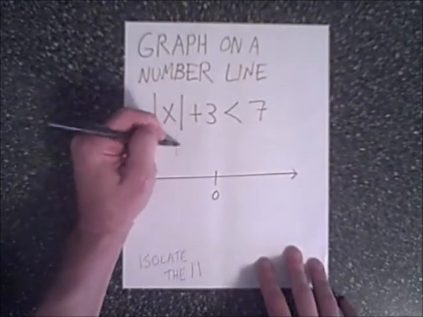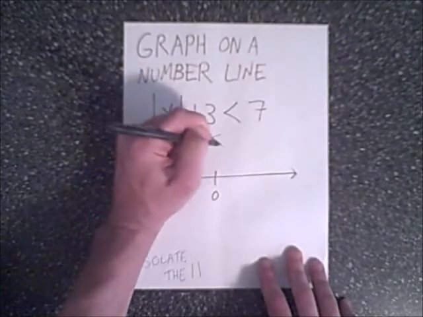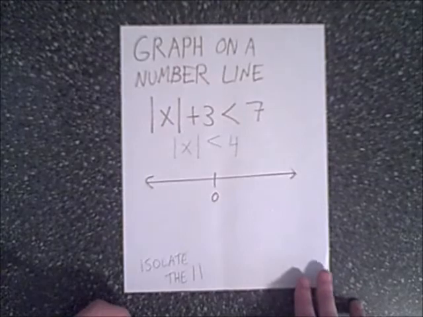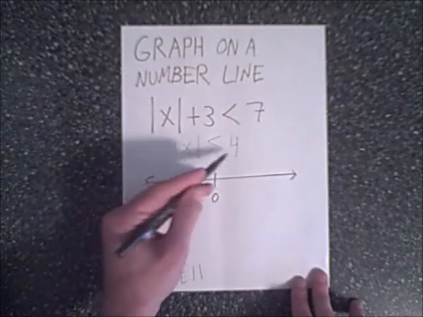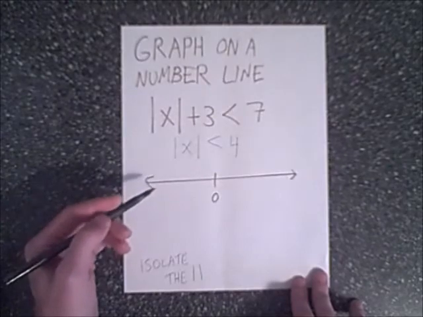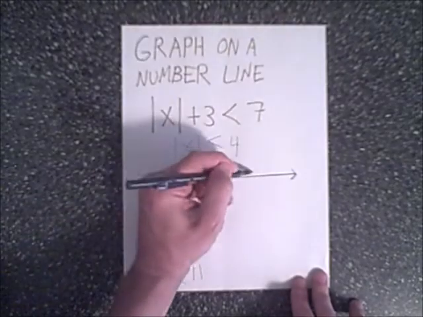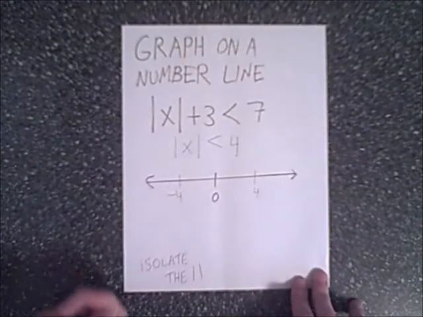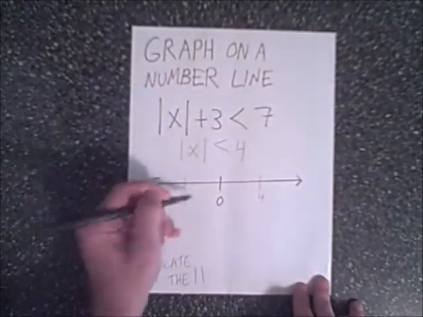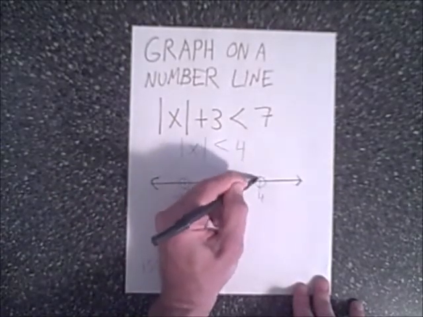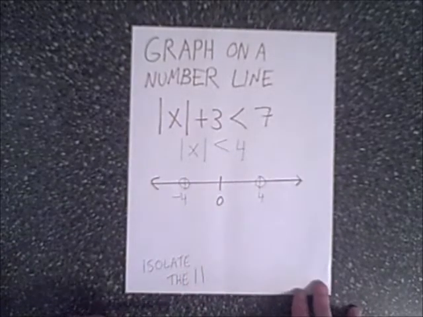Okay, and now we have a problem that's the absolute value of x is less than 4. Once again, I like to set it equal to 4, which of course would be 4 or negative 4. So let's put 4 and negative 4. And once again, it's less than, so we're going to have an open circle for both. And again, we're going to test all the regions.